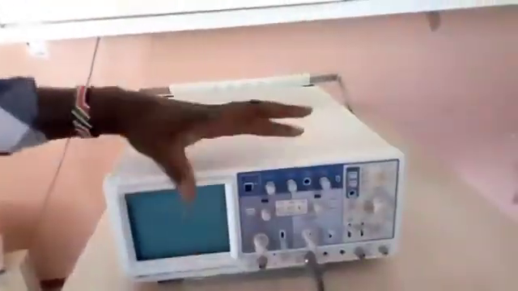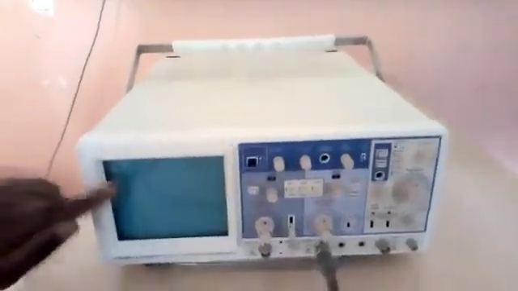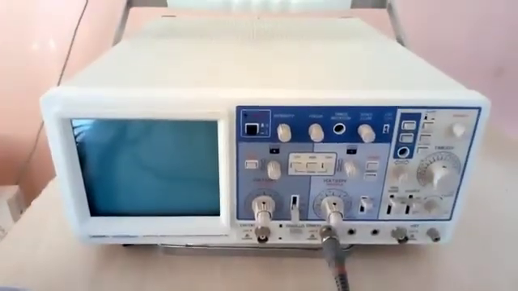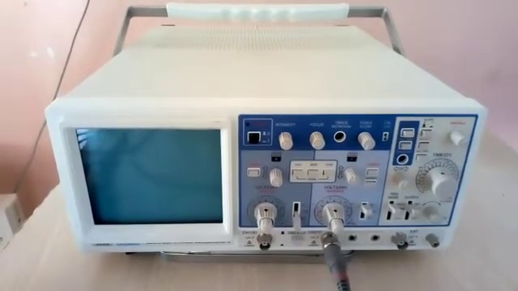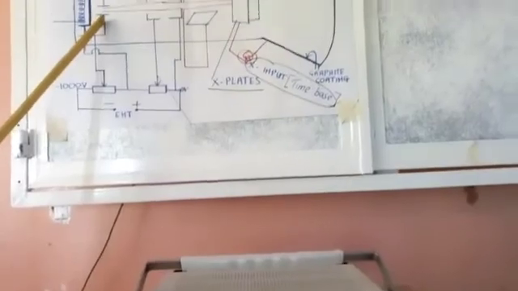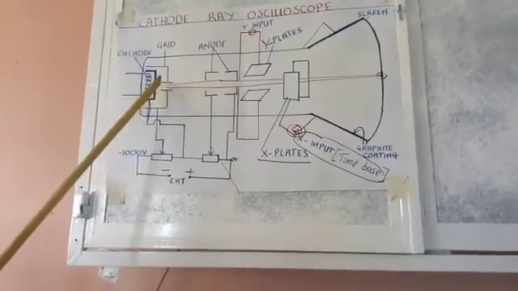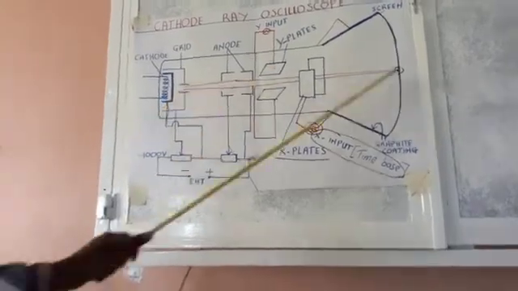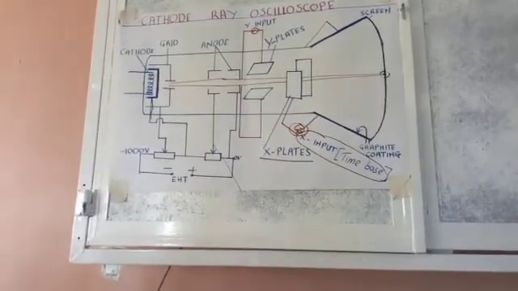This is the control panel, and we have the screen. If you can see, the screen has some graduations. It's a grid with squares of 1 centimeter. So one of the features we looked at in the CRO is the grid. And we said the grid helps in controlling the intensity of the spot, and the intensity is seen by the brightness. When the intensity is high, the spot is very bright. When the intensity is low, then the spot is dull.